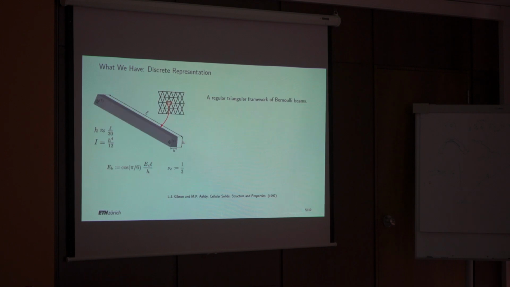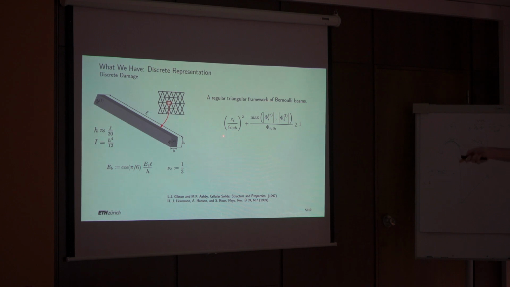For the discrete representation at the moment, I'm using a regular triangular framework made of Bernoulli beams. While in the continuum the damage is represented by the growing of D, basically D going from 0 to 1, in the discrete one damage is represented by the successive removal of beams. A beam is removed when its failure criterion is fulfilled.